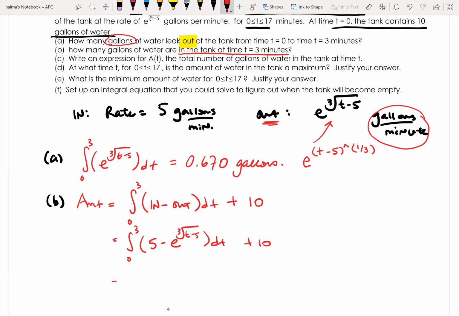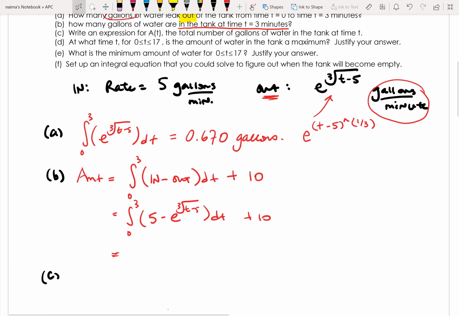And again, this is a calculator activity. Get your calculator set up to do this work. And then you're going to move on. While your calculator is thinking, you're going to move on to that next question, okay?